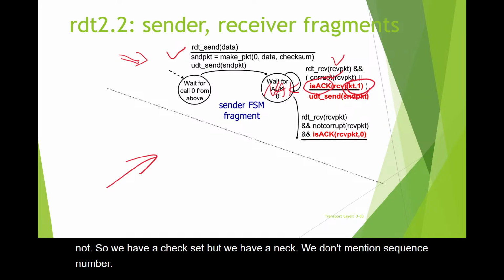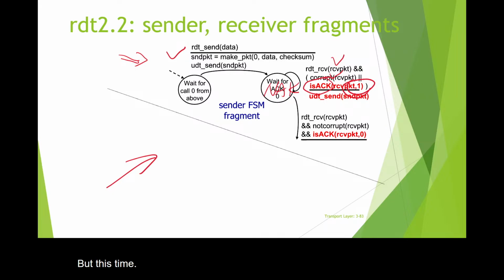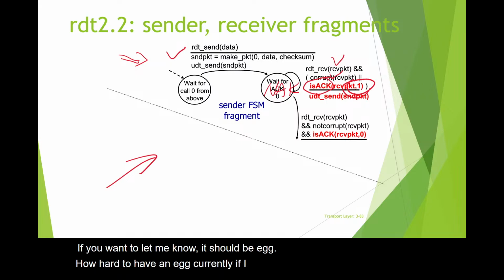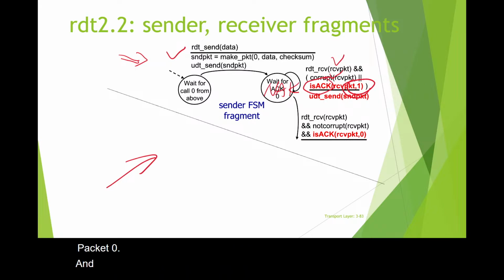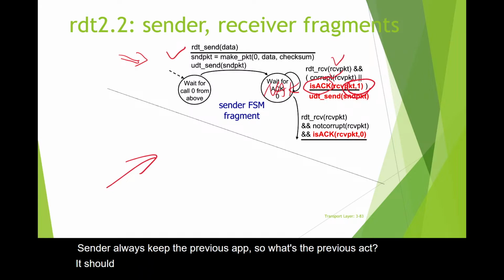But this time, we mention it's ACK, but follow the way. If you want to let me know, it should be ACK. How to have ACK? Currently, if I process packet 0, and previously, the sender always keeps the previous ACK. So what's the previous ACK? It should be ACK for sequence number 1.